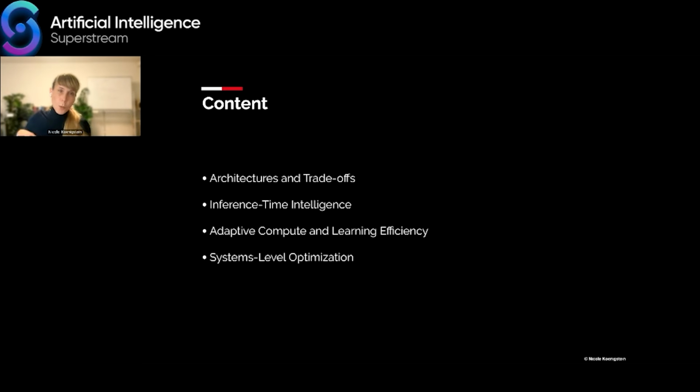Considering that, what I want to go over with you is some of the architectures and associated trade-offs, because most of those things are really overlooked. Then another thing is the inference time intelligence. Also, I think it's a rather newer paradigm, therefore it's also often overlooked. And adaptive compute and learning efficiency, also more recent paradigms and frameworks, and then system level optimization.